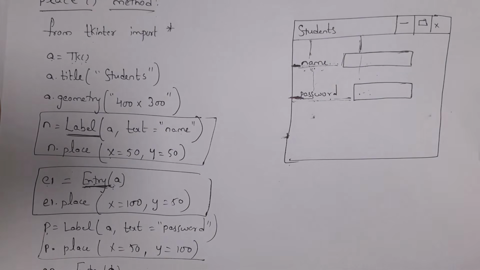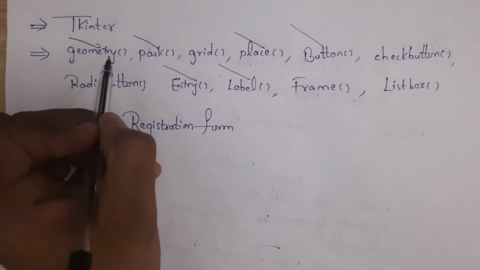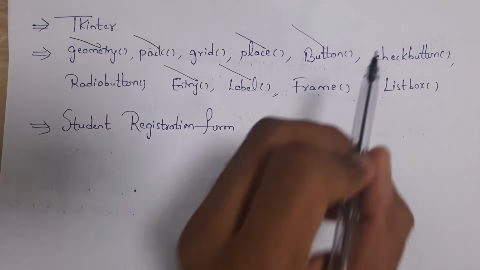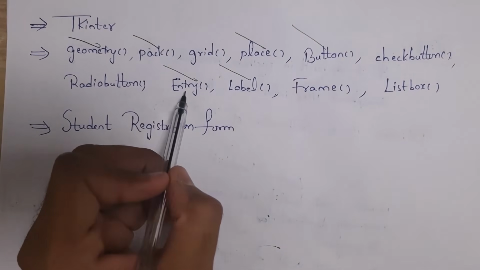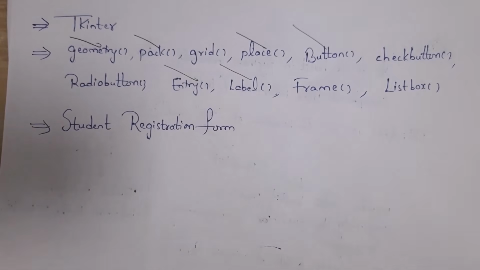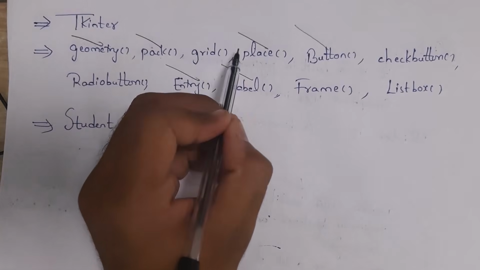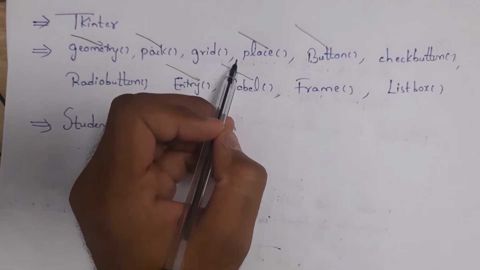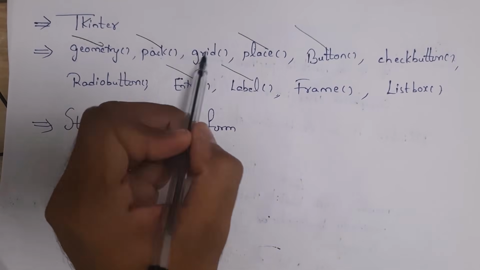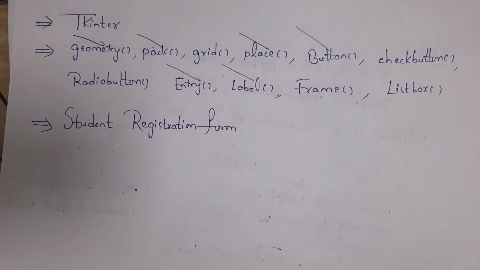Inside this entry box, we can enter our name, roll number, and so on. Till now I explained the use of the geometry method, pack method, place method, button method, and the use of the entry method and label method. At last I will explain the use of the grid method. This pack, grid and place are geometry managers. By using pack, grid and place, we can place various widgets at particular locations in our window.